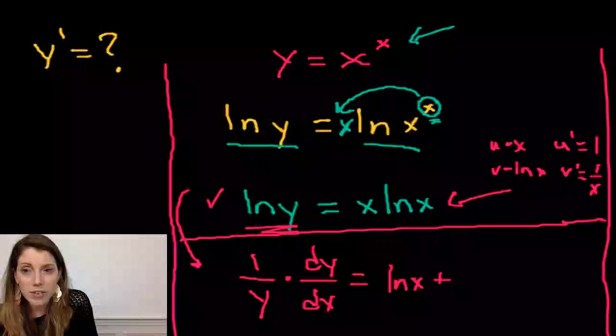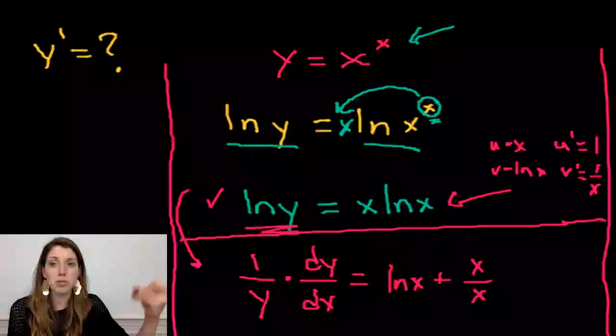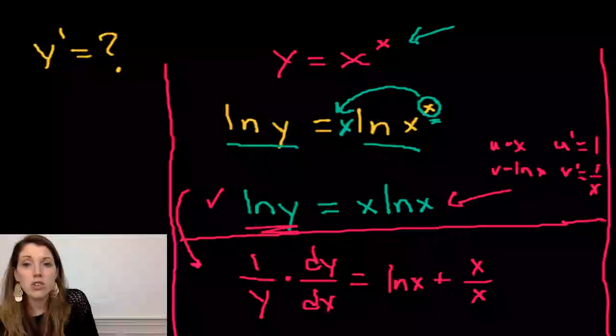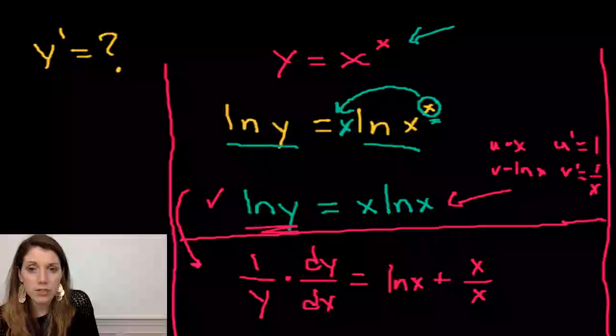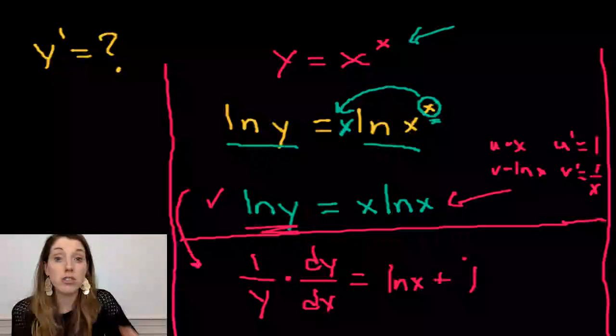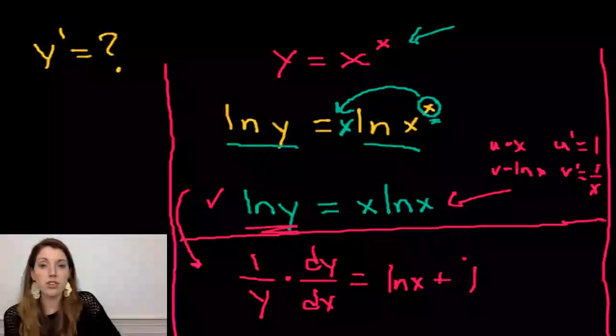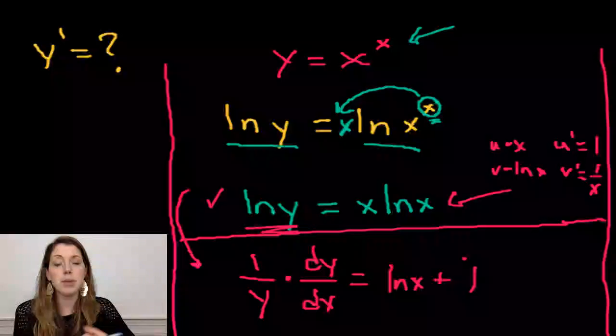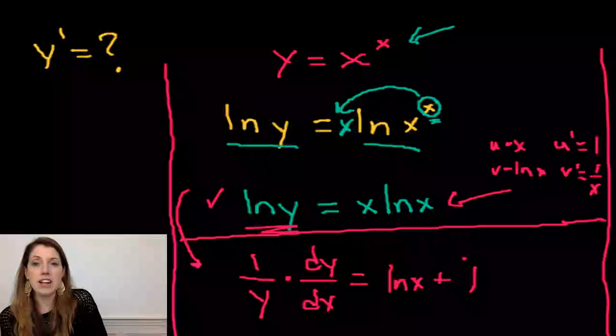Well, x times 1 over x is really just x over x, right? x over 1 times 1 over x. So that's just 1. x over x is just 1. Why don't we just write 1? Because that's a lot easier. You can write it as two steps in your notes if you want to make sure you don't forget that. But really, we're just using that formula, v u prime plus u v prime. And we get natural log of x plus 1.